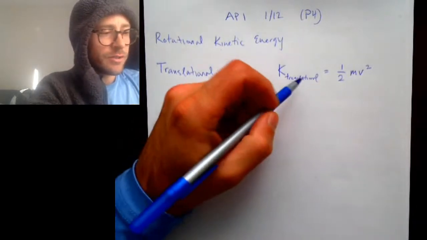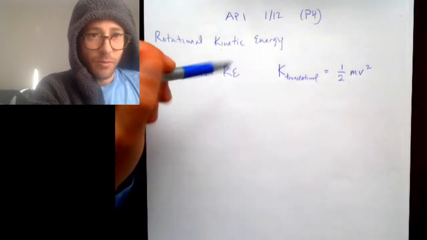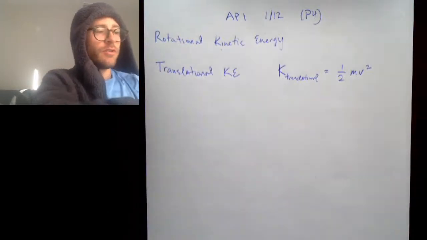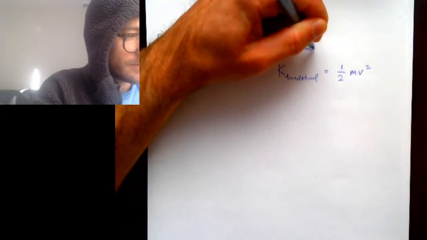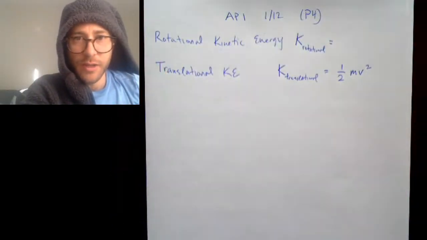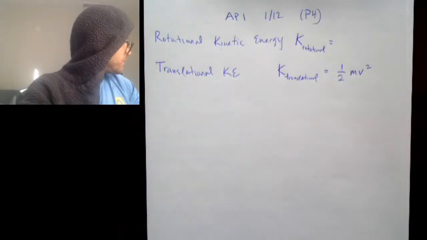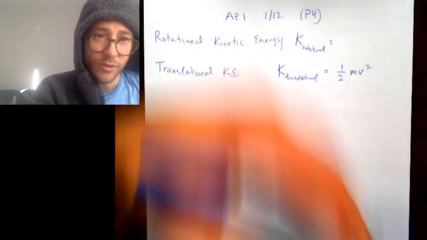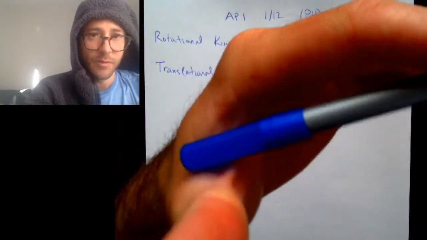Okay, so translational kinetic energy is the form of kinetic energy that we've been using throughout this entire course. But there is also rotational kinetic energy. And rotational kinetic energy is obtained from translational kinetic energy using the analogy between rotational motion and linear motion, okay?